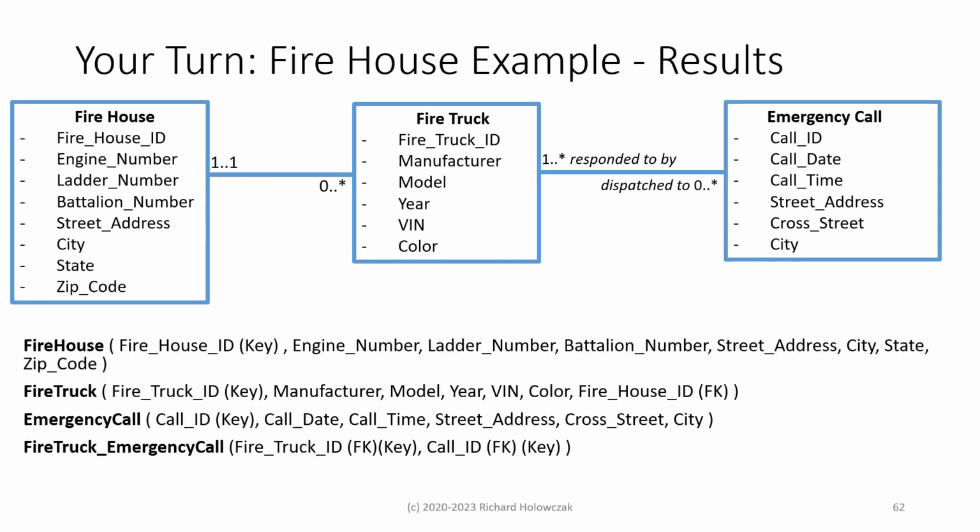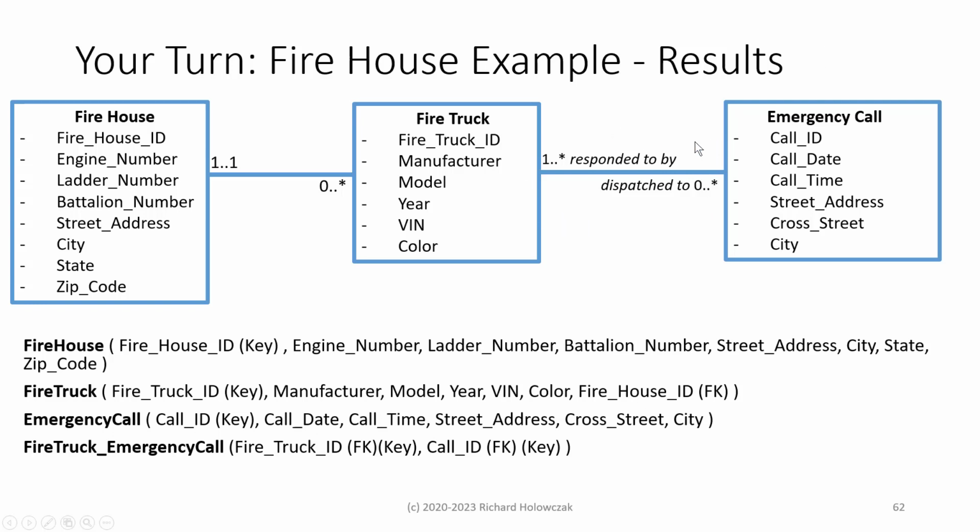Okay, back again, here are the results. Firehouse looks like the right place to start because it only appears on the one side of a one-to-many relationship. As before, it's the same relation with Firehouse ID as the key. We converted Fire Truck next. Fire Truck ID is the key, and we have Firehouse ID as the foreign key. Then we converted Emergency Call. That has Call ID as the key, and that's it. No foreign keys in Emergency Call.